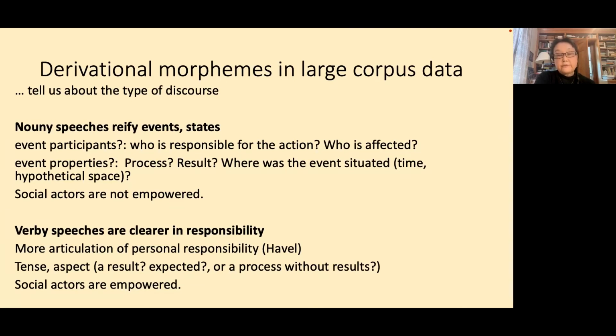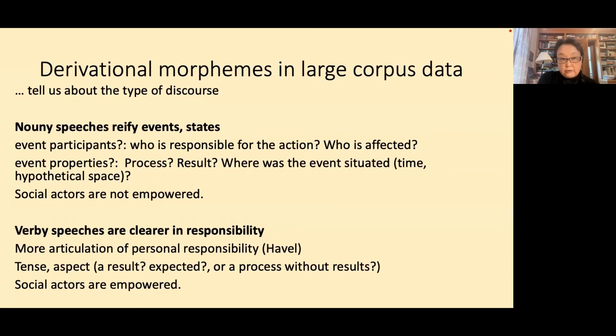Noun-y speeches reify events and states, and we don't know who the event participants are, who is responsible for the action, who is affected. And what kind of properties does an event have? Is it a process? Is it a result? What are we looking at? Where was the event situated in time? Is it a specific time span? Is it a hypothetical space? We don't know. And so, without very clear social actors, the social actors are not empowered in these speeches.